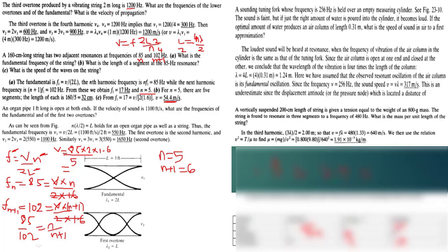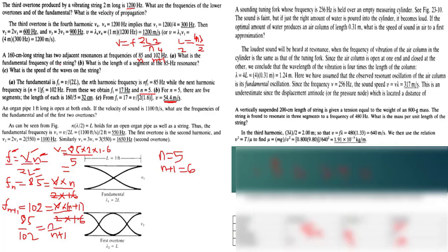Okay, sio lazima usolve in sequence ambayo amekuuliza anza na hii, no, not necessary. As you can see hapa tumeanza kusolve for speed of the waves. So if we want to solve the fundamental, we know fundamental n is equal to 1. So if we are having the speed of the wave and we are having the length of the string, imeshaisha. So v tulio solve 54.4 meters per second. For fundamental, tunaweka n is equal to 1 divided by 2 times 1.6. So we'll see our fundamental frequency being 17 hertz.